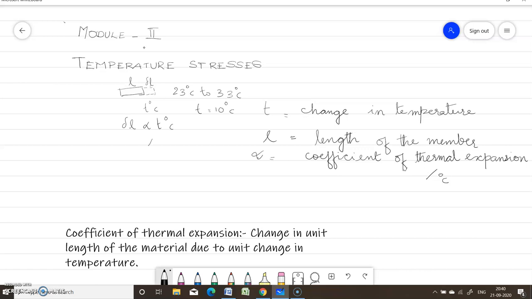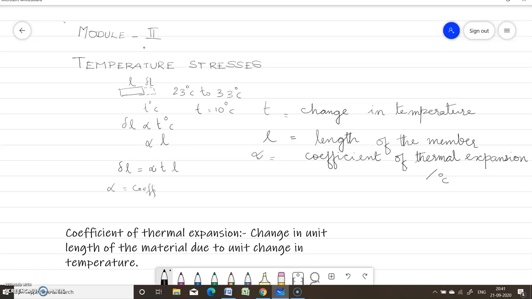And it is also proportional to the length of the member. So if the length is more, then increase in length will also be more. If the rise in temperature is more, then the increase in length will also be more. So we can write delta L, the change in length, is equal to, let us write the constant of proportionality as alpha, into T into L, where alpha is known as coefficient of thermal expansion.